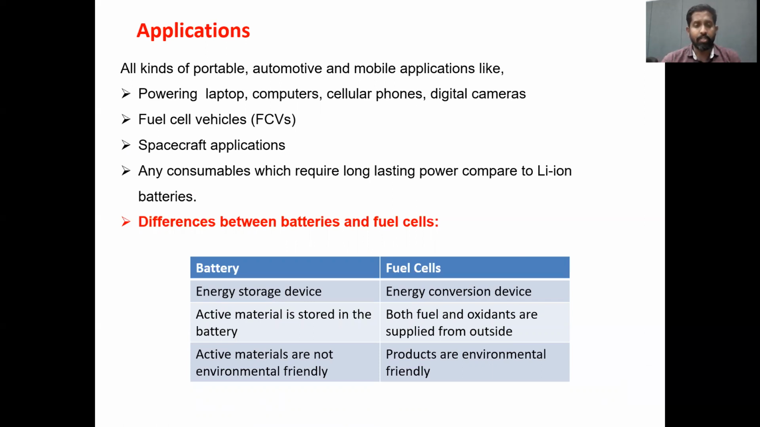Now, some of the differences between batteries and fuel cells. As I told, batteries are energy storage devices, fuel cells are energy conversion devices. The active materials are stored in the battery, but in a fuel cell both fuel and oxygen are supplied from outside. We are not storing any active materials. It is not necessary that the active materials used in batteries are environmentally friendly, but the products obtained from fuel cells are environmentally friendly.